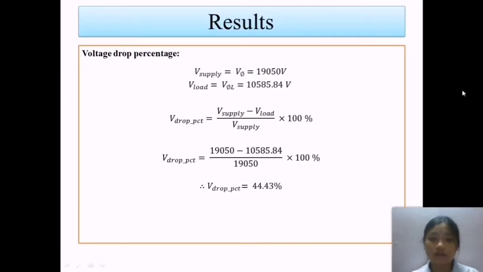Next is the part of voltage drop percentage, where V supply is equal to V phase, equal to 19050, and V drop is equal to V phase L, equal to 10585.84. So V drop percentage is equal to V supply minus V drop, divided by V supply, times 100%. So it is this one minus this one, divided by this one and times 100%. So V drop percentage is equal to 44.43%.